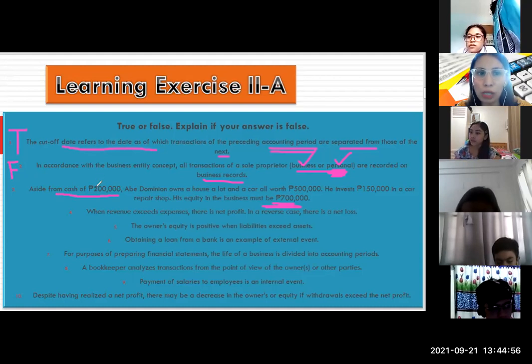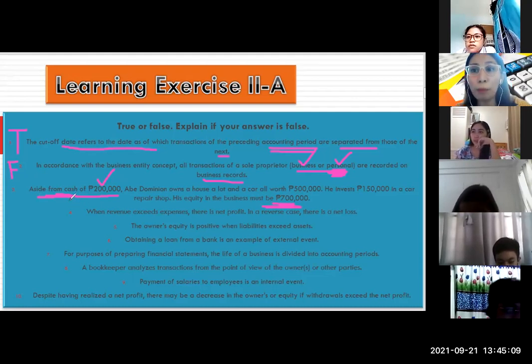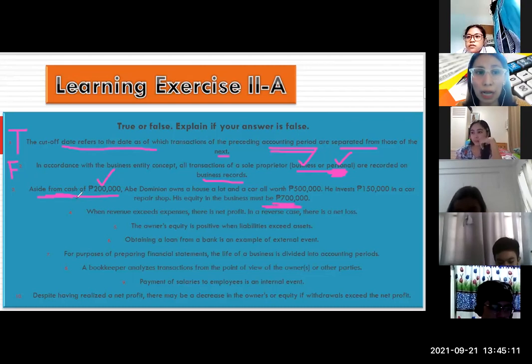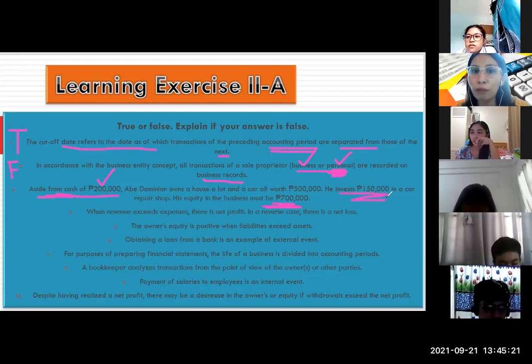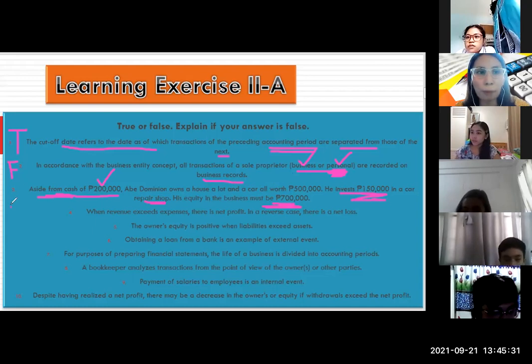200,000 pesos, meaning this 200,000 pesos is already invested. Oh, 200,000 invested na yan. Kasi aside from cash, ibig sabihin automatic meron ng 200,000 pesos cash. Abe Dominion daw owns a house and lot and a car. So, 500,000 pesos yan. He invests lang 150,000 pesos in a car repair shop. So, his equity ba daw in the business must be 700,000 pesos?